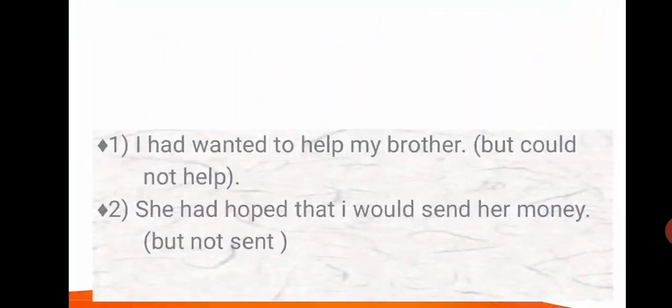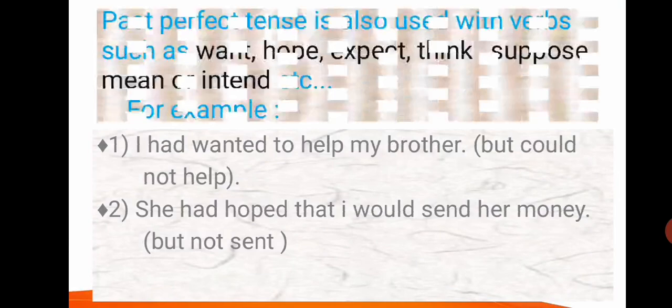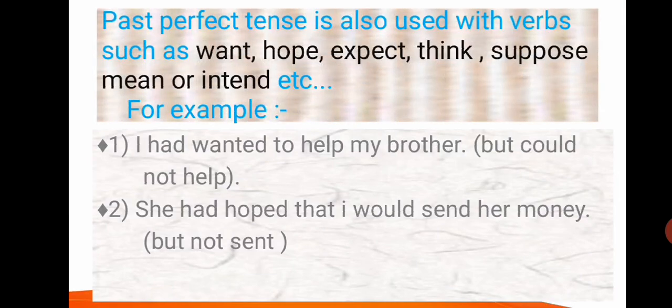Past perfect tense is also used with verbs such as want, hope, expect, think, suppose, mean, or intend, etc. These words actually indicate that the action mentioned did not take place. We will understand these with examples. See, in the first example, I had wanted to help my brother, but in reality, I could not help. See here, it is showing that the will was there, but the action actually did not take place.